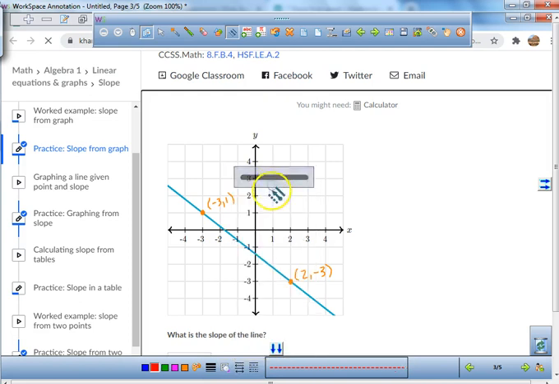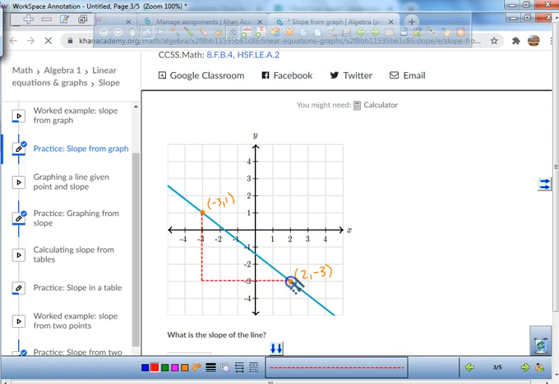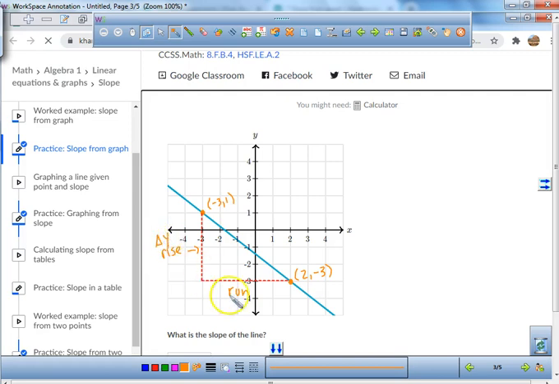Let's change it. There we go. Okay, we have to go down a certain amount, and we have to go over a certain amount. Guys, what do we call this section right here? We call it the rise. And what do we call this section? The run. This is the change in y. This is the change in x.